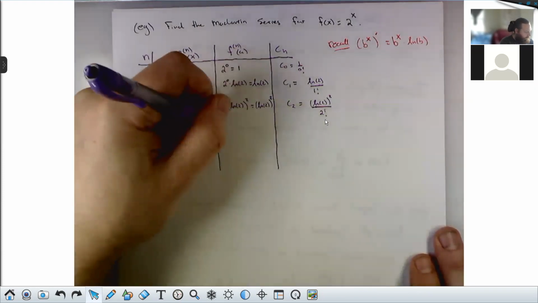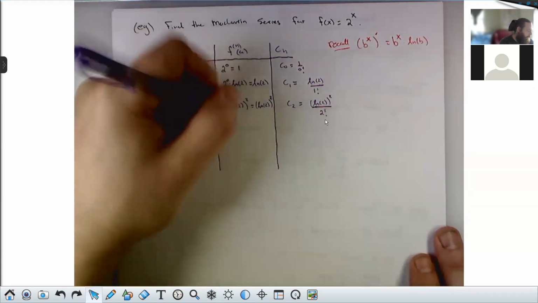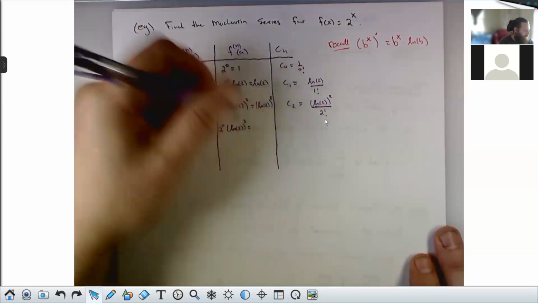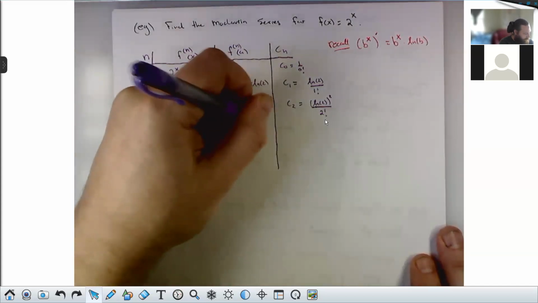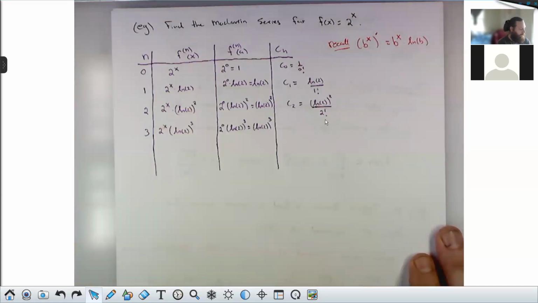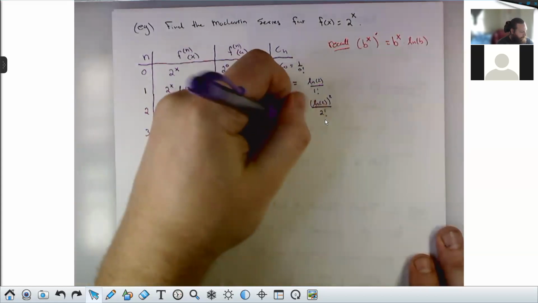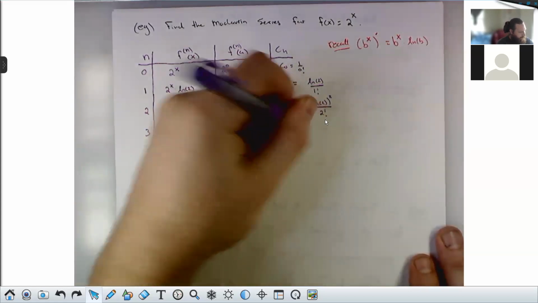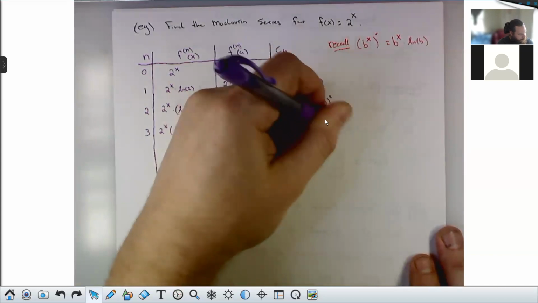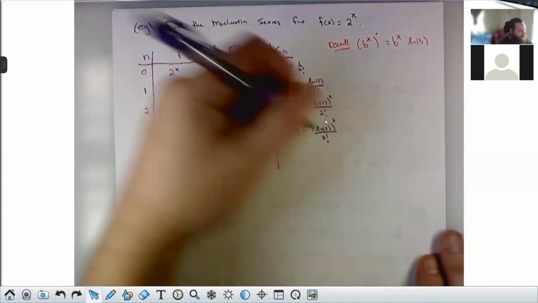So evaluating this at 0, I get 2 to the 0 times the natural log of 2 cubed. 2 to the 0 is 1, so this is just the natural log of 2 cubed. And then I divide that by 3 factorial to get C3. C3 is the natural log of 2 cubed divided by 3 factorial.